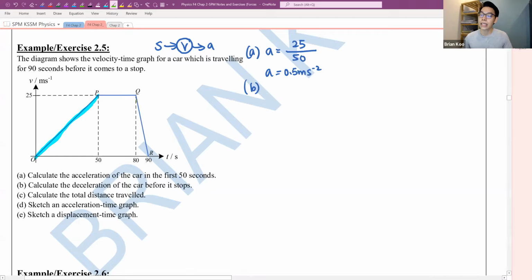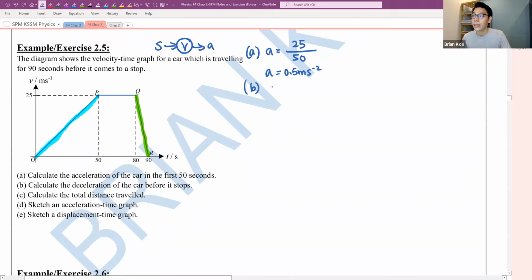Part B, actually, they are asking for this part. What is the deceleration? Because there's only 3 sections of this graph, right? Only this part has deceleration. So if you just did the y distance over x distance, then you would get the deceleration straight away.